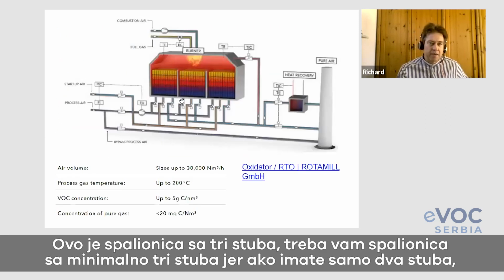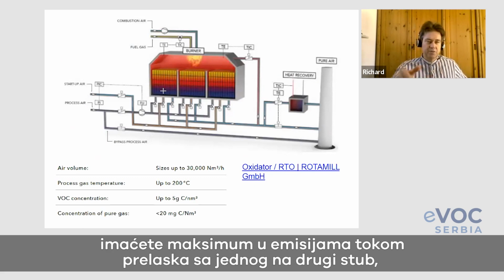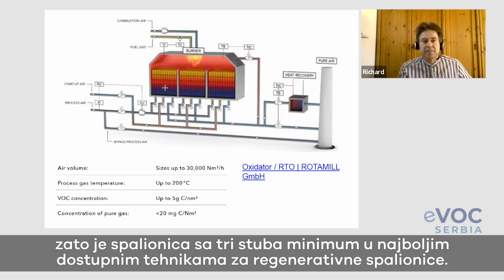Yeah, here is an example of a 3-tower thermal oxidizer. You need a 3-tower minimum, because if you have only a 2-tower, you have a peak during the switching between the towers, and that is not best technique. So you have a 3-tower as the minimum solution as best available technique for a regenerative oxidizer.